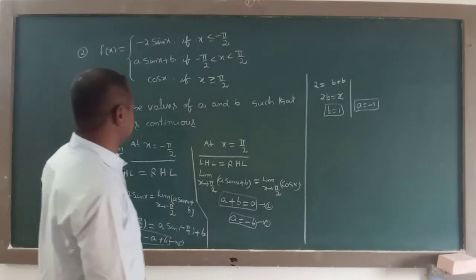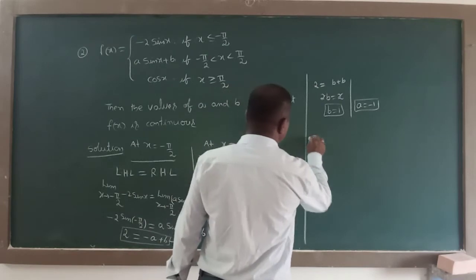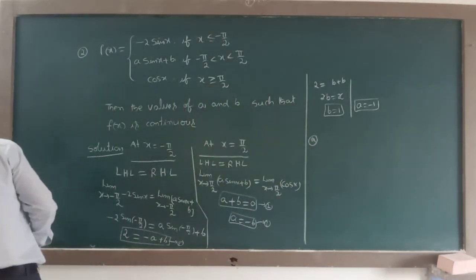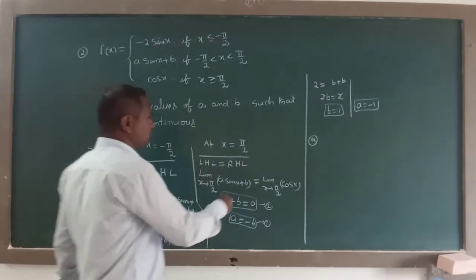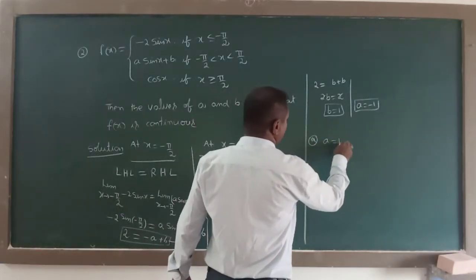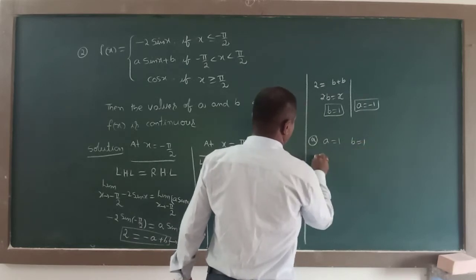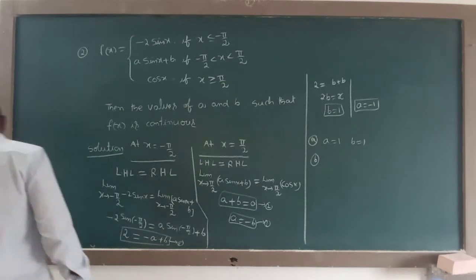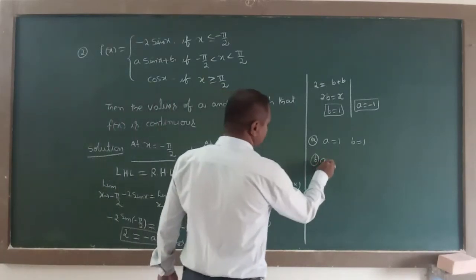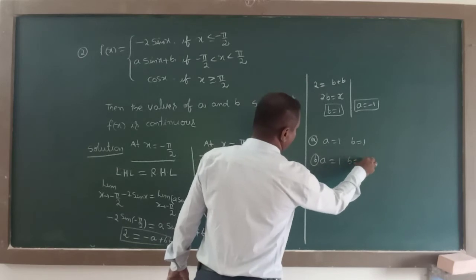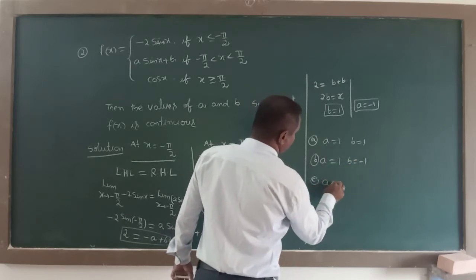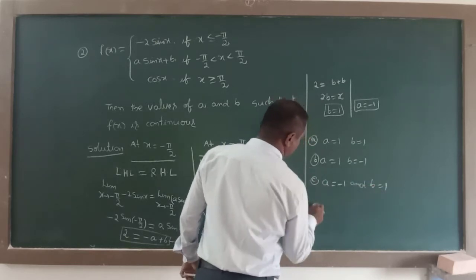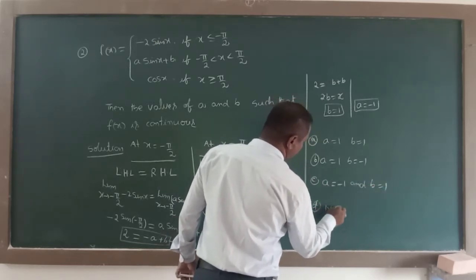There will be options like this. The options they gave for this question: A option, a is equal to 1, b is equal to 1. B option, a is equal to 1, b is equal to minus 1. And C option, a is equal to minus 1 and b is equal to plus 1. And D option is none of these, like that they gave options here.